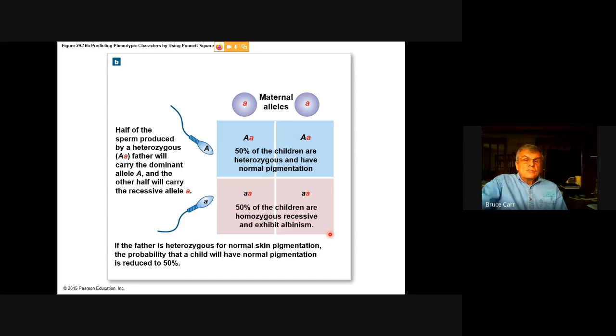So let's take a look. Here is a maternal albino, a mother who's albino, and a father who has normal pigmentation but is a heterozygote, big A, little a. Now that means one of the chromosomes he received from one of his parents had a big A, and the other chromosome in that pair had the little a.